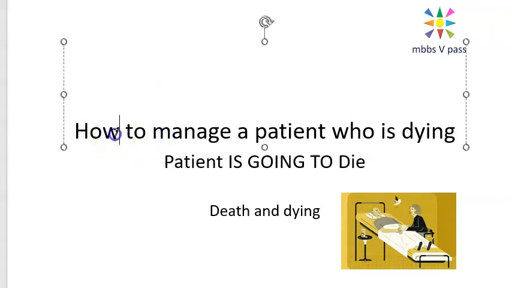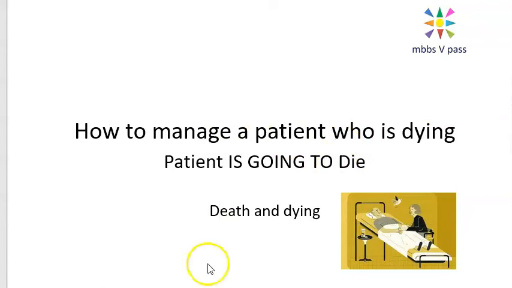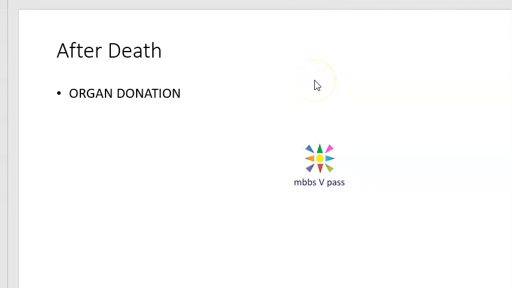So that is all that we wanted to tell you, how to manage a patient who is dying. In the next video we will look at how to declare a person dead, what the criteria are. After death happens, another important thing to talk about is organ donation. We can save so many lives with the organs, right? So it has to be handled sensitively by somebody who's trained in all that.